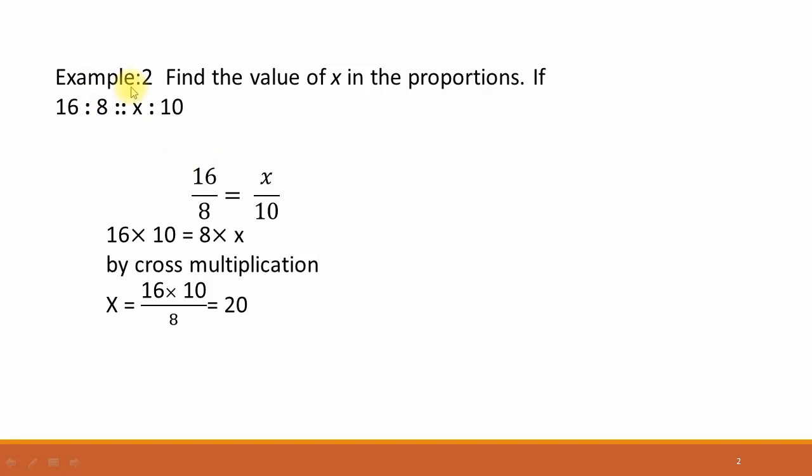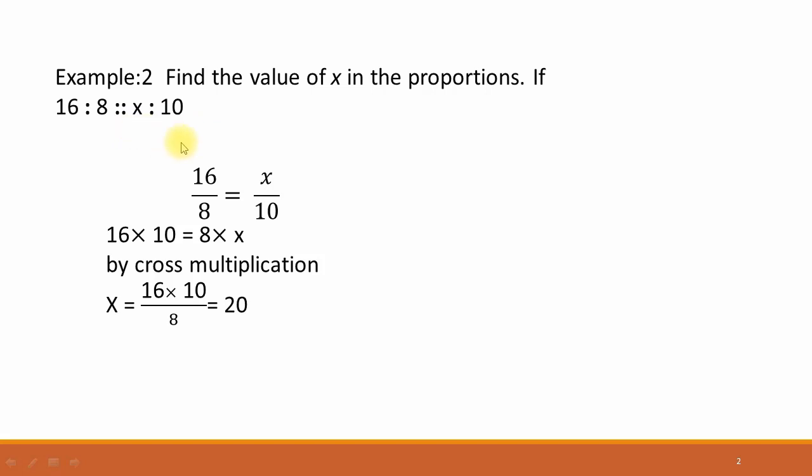Example number 2. We have already discussed one example related to proportion. Now this is the second example, which is a problem for practice. In this problem, we have to find the value of x in this proportion: 16:8 proportion x ratio 10. Proportion means two ratios are equal. 16:8 is equal to x ratio 10.